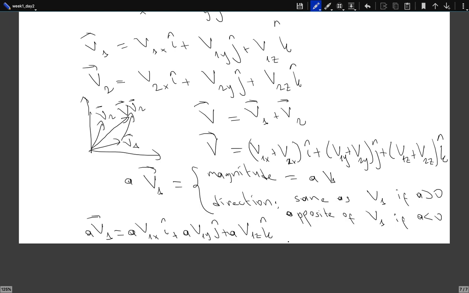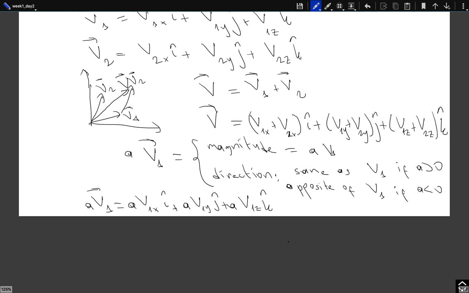When you are multiplying them, well, multiplication is kind of addition. But you are adding the same thing over and over again. So you are basically going either in the same direction, or if it's a negative number, in the opposite direction. But it's again a vector pointing either in the same or the opposite direction of V1, whose magnitude is the magnitude of a times its own magnitude.